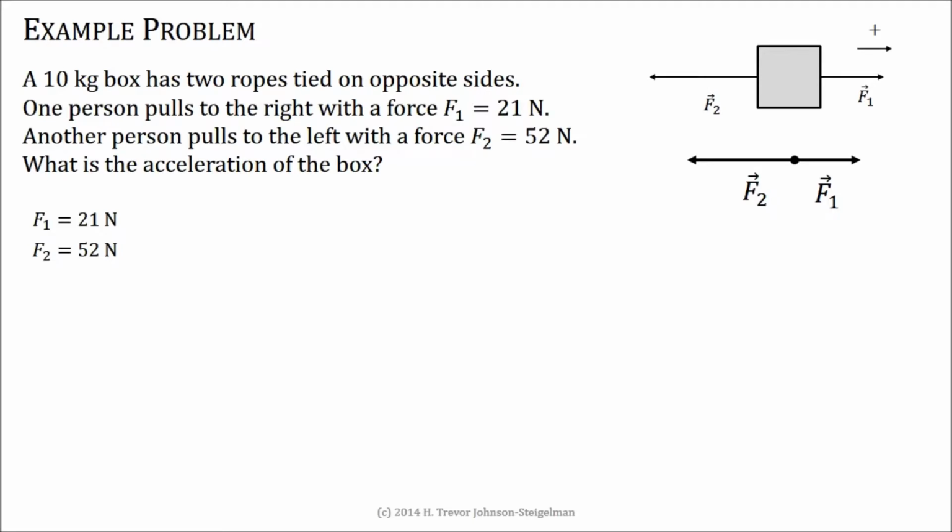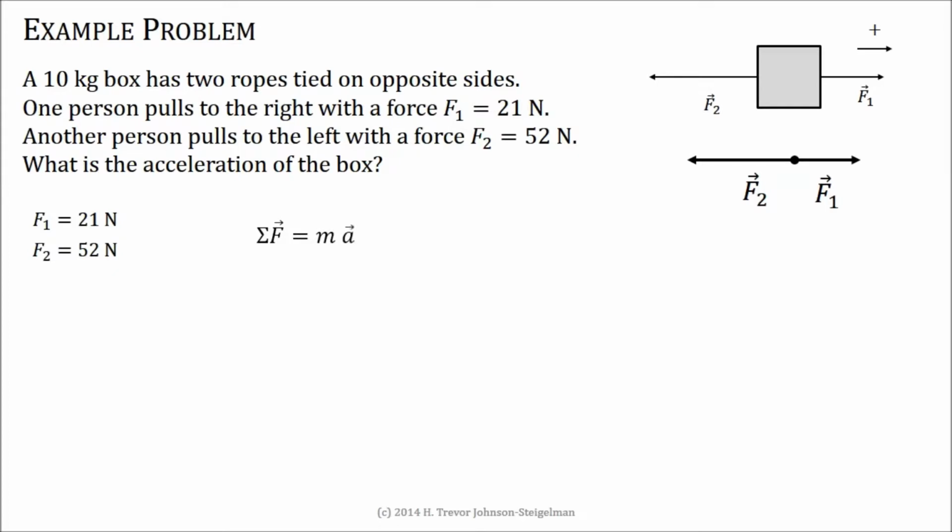Okay, now let's take a quick look at an example problem. We've got these two forces acting. F1 is acting to the right with a force of 21. Another person is pulling with a force F2 to the left, which I'm going to have as the negative direction. So I've set my positive up top. And we want to know the acceleration of the box. Well, I've gone through my steps. I've drawn my pictures. I've drawn my free body diagram. I've written down the pieces of information that I know.